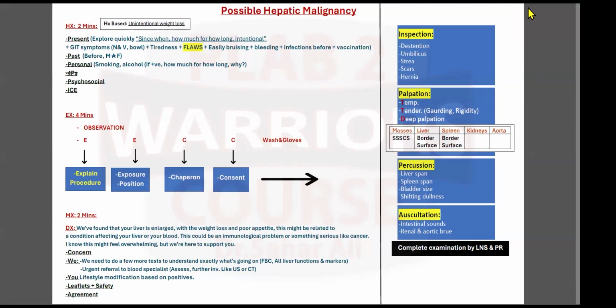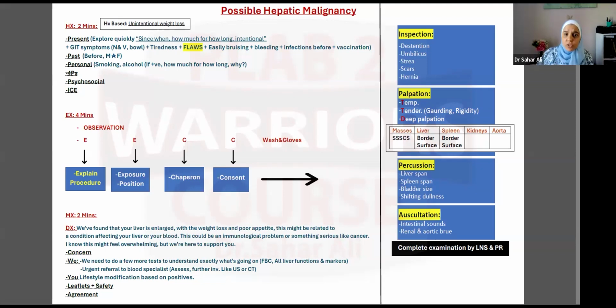Yes. Okay. But your red flag is cancer, okay? So you explore the weight loss. Since when have you been having this weight loss? How much, for how long? Is it intentional or not? These are the questions for any weight loss, okay? Then GIT symptoms, if he says, you know, I do have something else in my abdomen, all right?